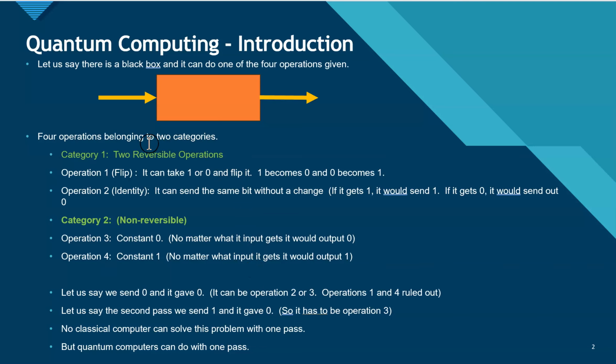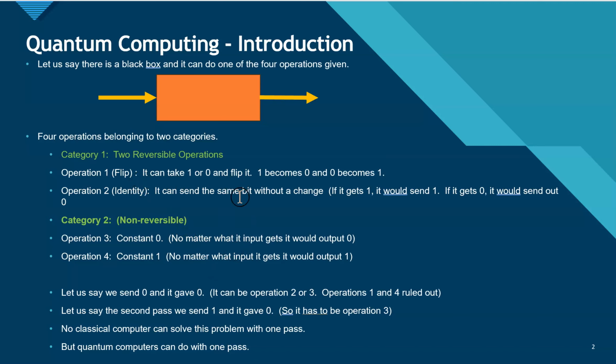Now let's see operation 2. We sent 0, it gave 0, so it can be operation 2. So 1 we ruled out, and operation 2 is a possibility. And let's see 3, constant 0. It can be constant 0 also, because whatever we send is just going to get 0. And operation 4 is constant 1. It cannot be constant 1 because we sent 0 and it gave 0, so 4 is ruled out. So we are ruling out operation 1 and 4 in 1 pass.